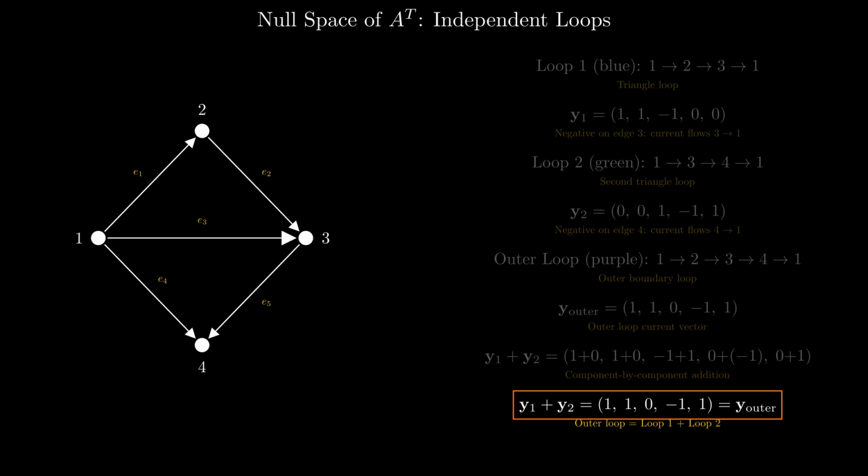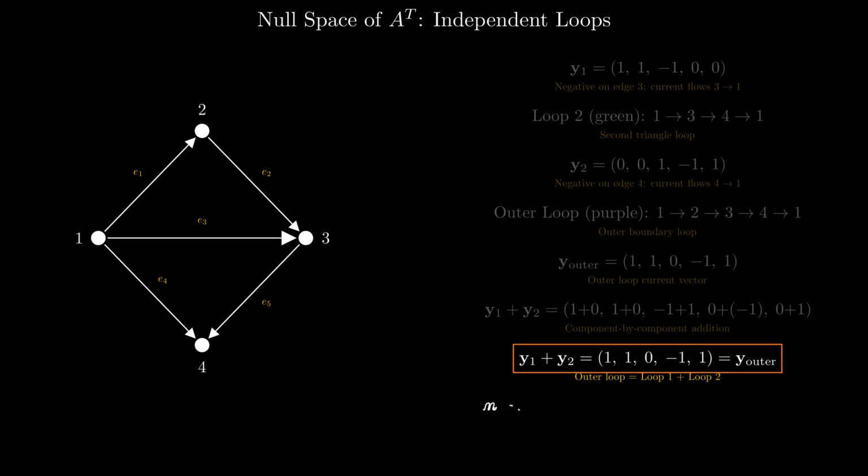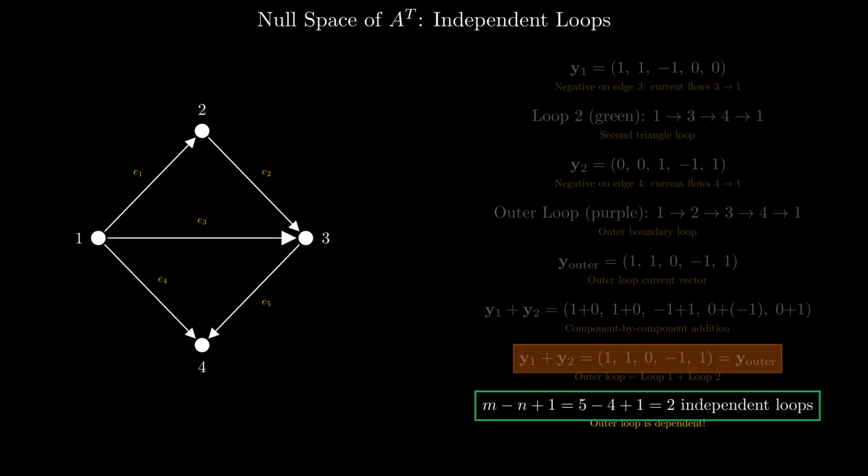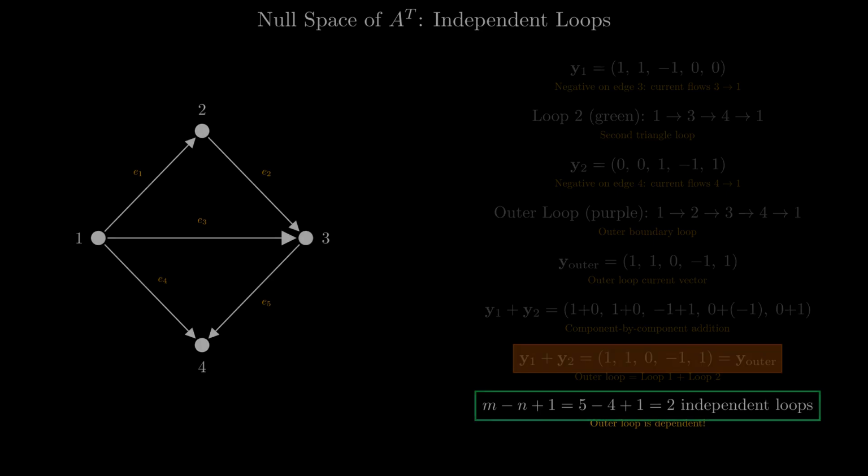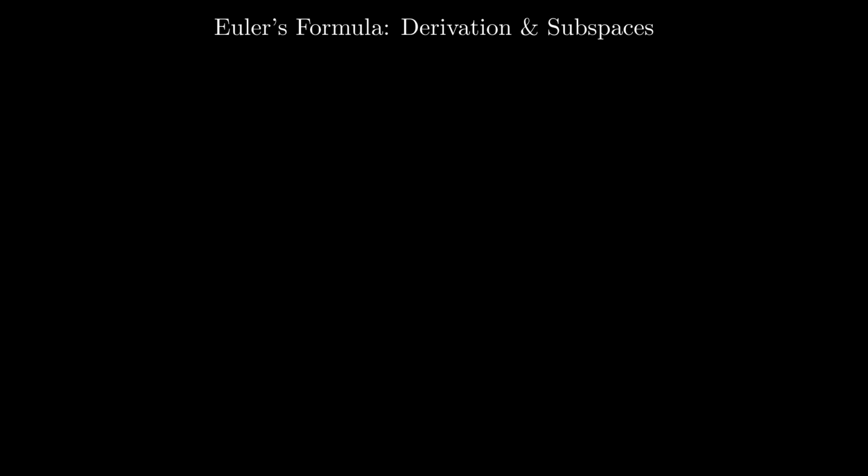So the outer loop is the sum of the two basis vectors. It is a valid current loop satisfying KCL, but it is not independent of the first two. Only m minus n plus 1 loops are independent. Here that is 5 minus 4 plus 1, which equals 2, exactly two independent loops. We found ranks, null spaces, loops, and trees. Now the dimensions all come together.